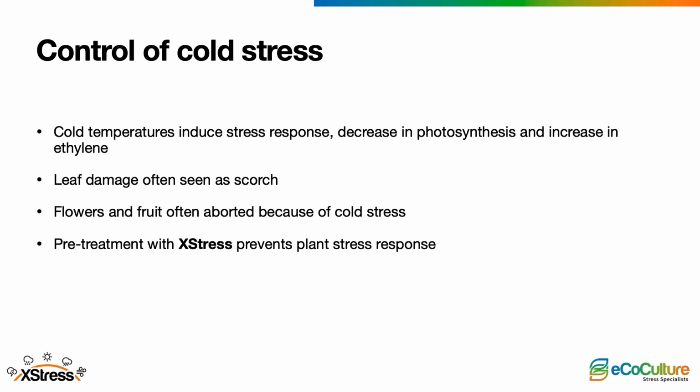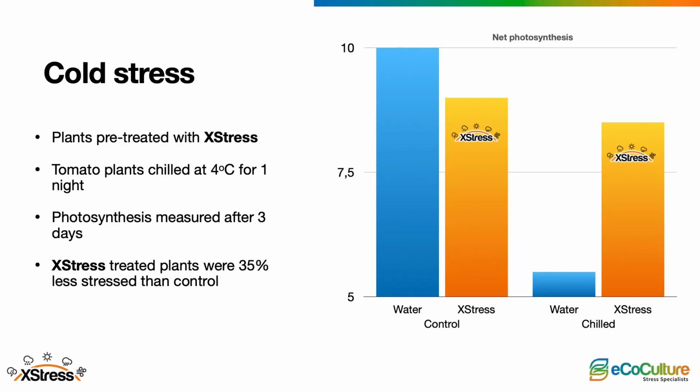Cold stress, control of cold stress. Cold temperatures induce stress response, decrease in photosynthesis, and increase in ethylene. Leaf damage often seen as scorch, flowers and fruit often aborted because of cold stress. Pre-treatment with XStress prevents plant stress response. Plants pre-treated with XStress. Tomato plants chilled at 4 degrees for 1 night. Photosynthesis measured after 3 days. XStress treated plants were 35% less stressed than control.